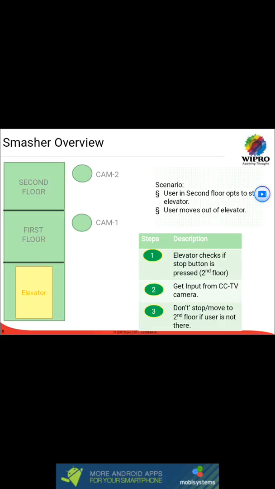So consider the scenario where the user is waiting on the second floor. The user presses the lift button and moves away from the elevator because of some other reason. So now the elevator should check whether there is someone present on that floor, and the decision should be taken accordingly if there is no one.